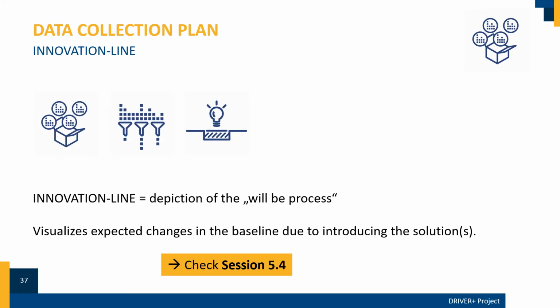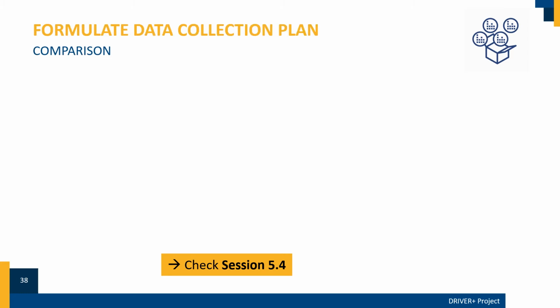After the baseline comes the so-called innovation line. The innovation line consists of your gap, your trial context, the scenario, and, you guessed it already, the new innovation solution. Hence, it is a depiction of the will-be process, as it visualizes the expected changes in the baseline due to introducing the solutions. It is useful for the data collection, as well as for your evaluation and solution selection later on. The goal of baseline and innovation line is to compare both processes. What comparing the baseline with the innovation line actually does for you is to showcase exactly those moments in the scenario where the innovation will bring change.